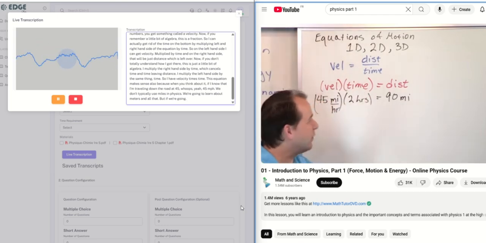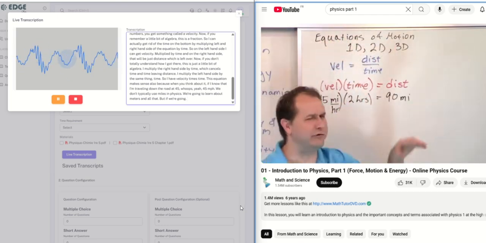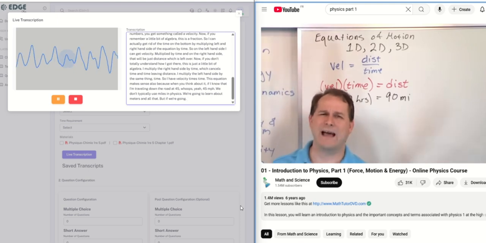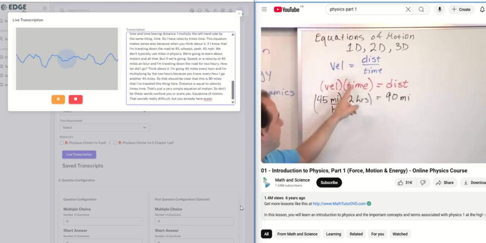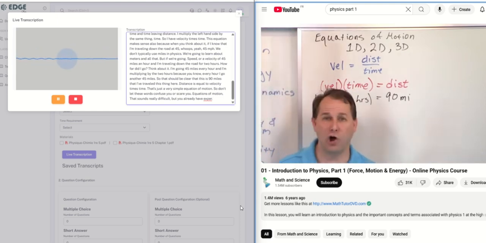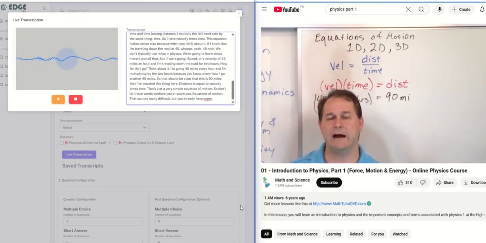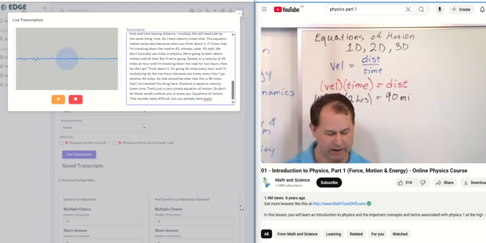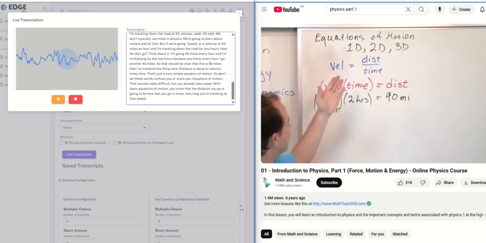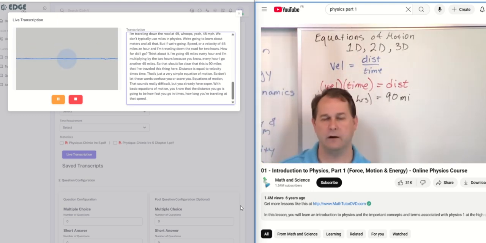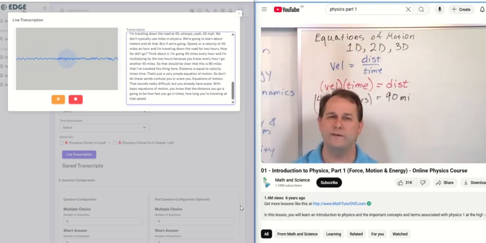So don't let these words confuse you or scare you. Equations of motion, it sounds really difficult, but you already have experience with basic equations of motion. You know that the distance you go is going to be how fast you're going times how long you're traveling at that speed, the time involved. So what we're going to do as we go on is we'll have more complicated cases. We're going to figure out, well, what's going to happen when I have gravity involved, if I'm dropping something? What's going to happen if I throw something? What's going to happen if I have friction? Then the equations of motion are a little more complicated, but it's basically the same idea.